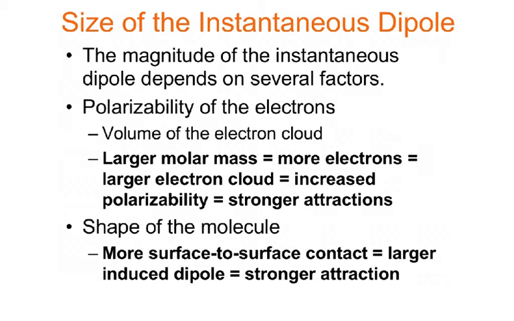And we saw how shape plays a role. We saw that when the molecule is linear, there's more surface-to-surface contact, so the LDF is stronger. When you have a more compact structure, you'll see that there's less contact between the molecules, and less surface-to-surface contact will result in a weaker interaction. So a weaker London dispersion force will be the result.